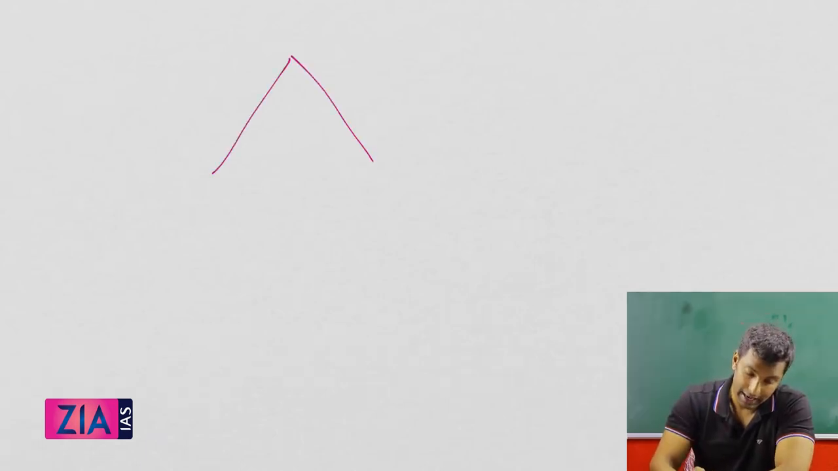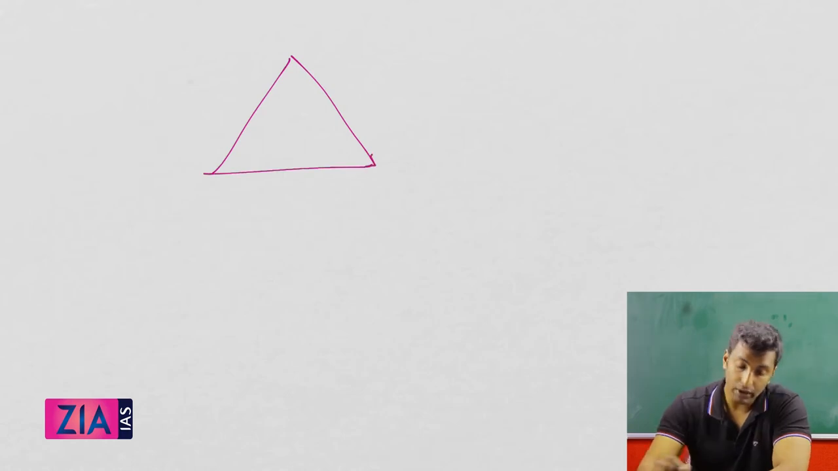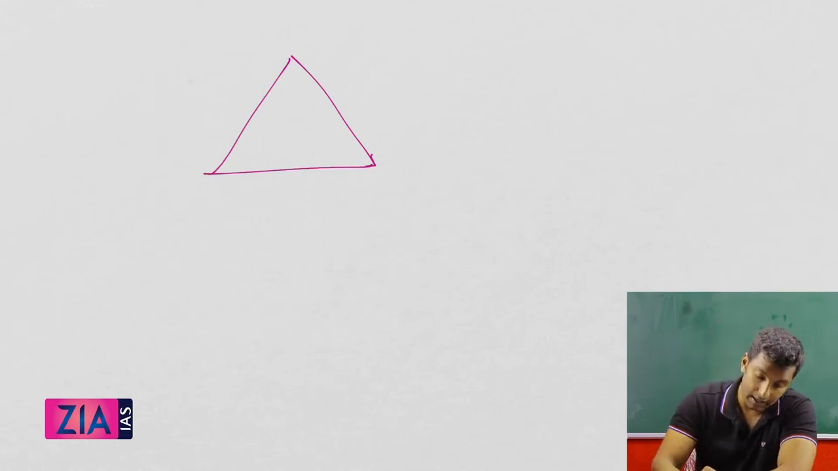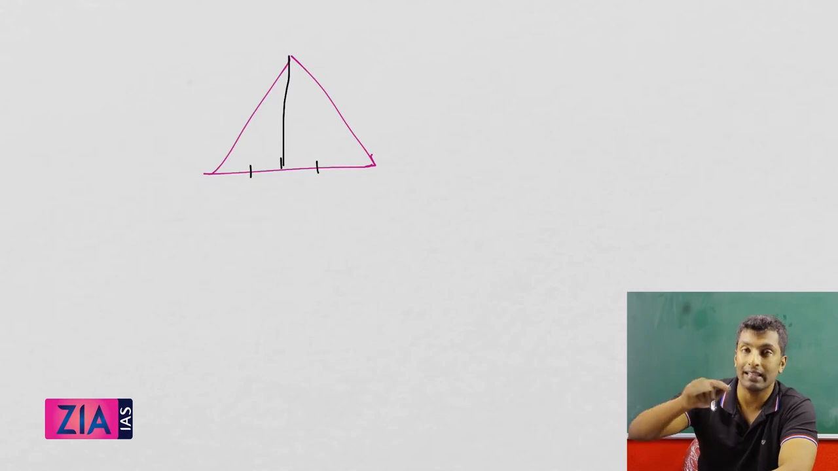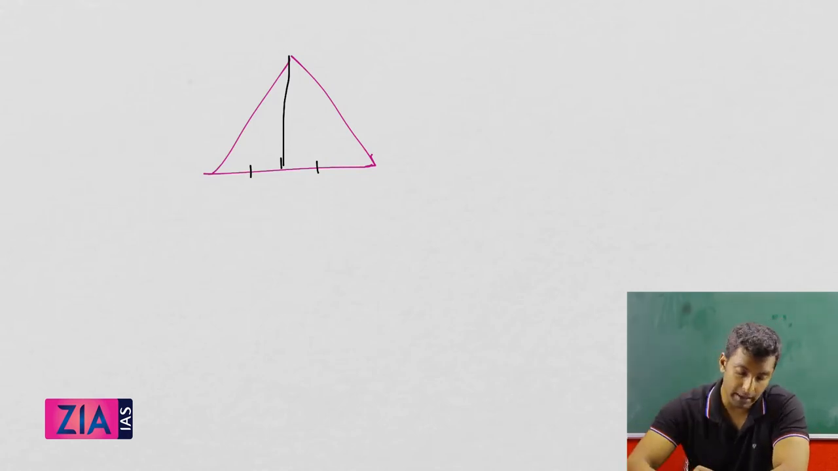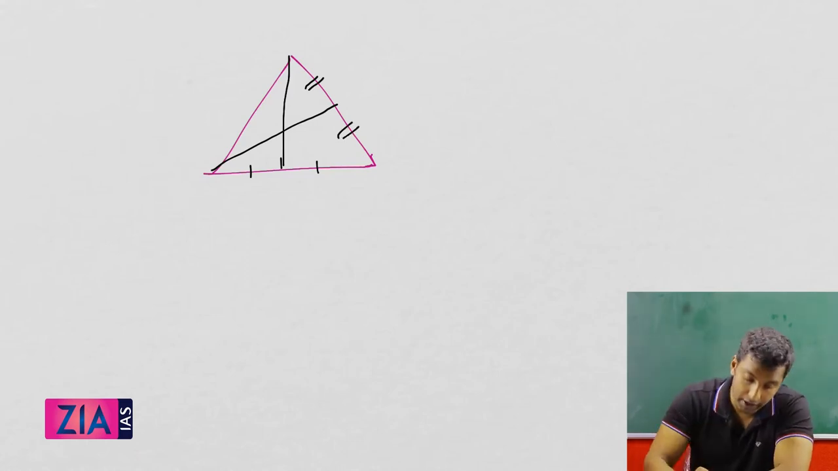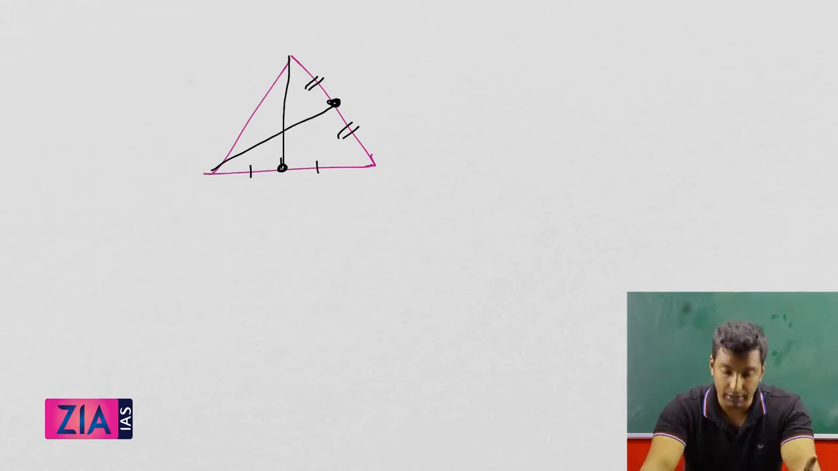Let me take the triangle again. So what is the centroid? If you ask me, the centroid is nothing but the point of intersection of the 3 medians from the vertices. So 3 medians from the vertices means one is this. What is a median? A median will divide the side equally. If you are dropping a median from this vertex, it will divide the opposite side equally. So this point is actually a midpoint, and based on that also you'll get questions.